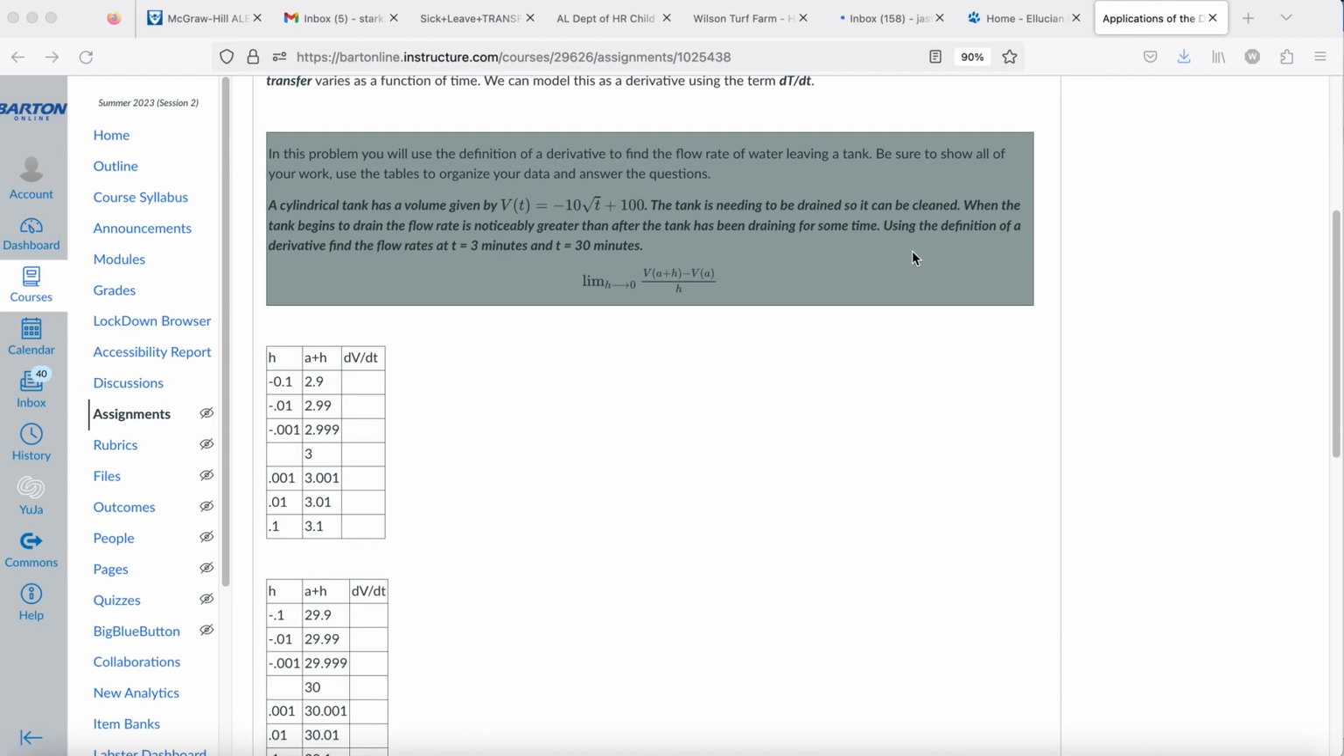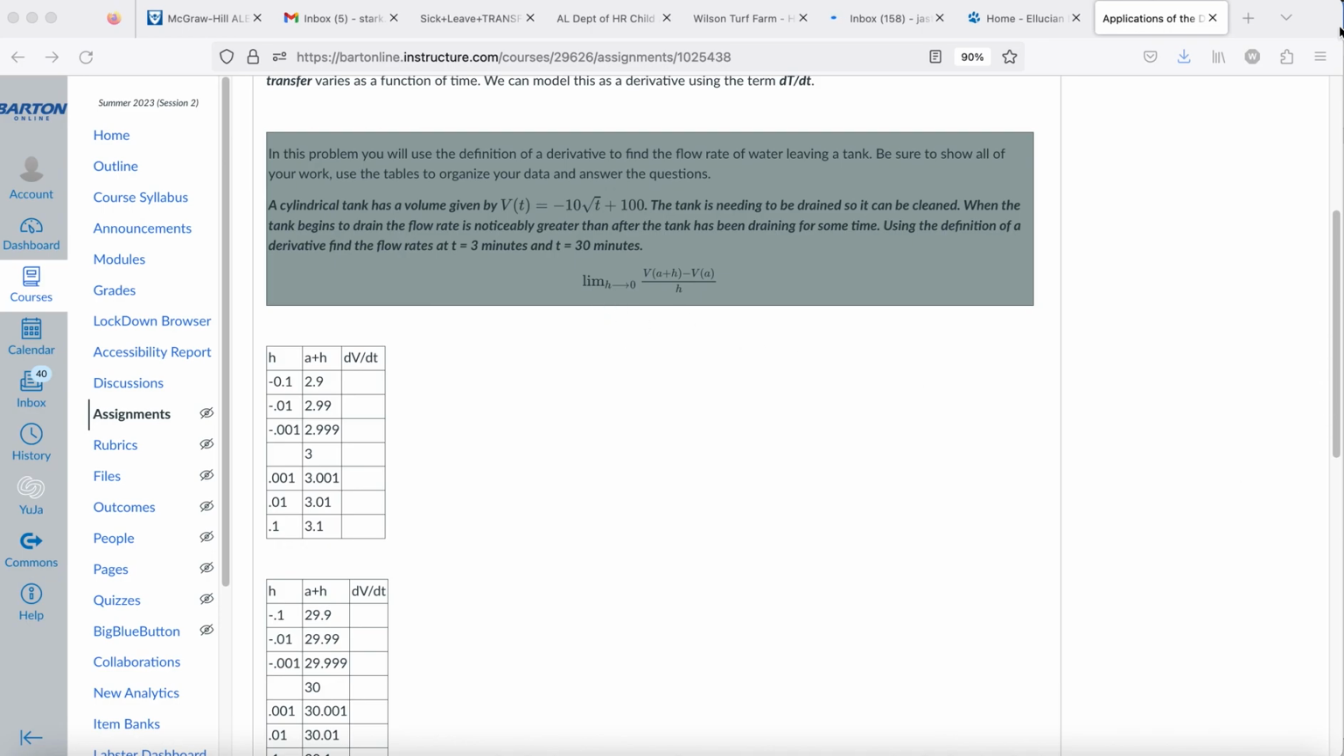The question here is, using the definition of a derivative, that limit, find the flow rates at t equal 3 minutes and t equal 30 minutes. In order to do this, we're going to evaluate this limit at time equal 3. Our issue here is that V of t describes the volume, but I don't know what the actual flow rate is at 3 because I don't know the derivative of V of t. Using this limit, I can find what the derivative is.